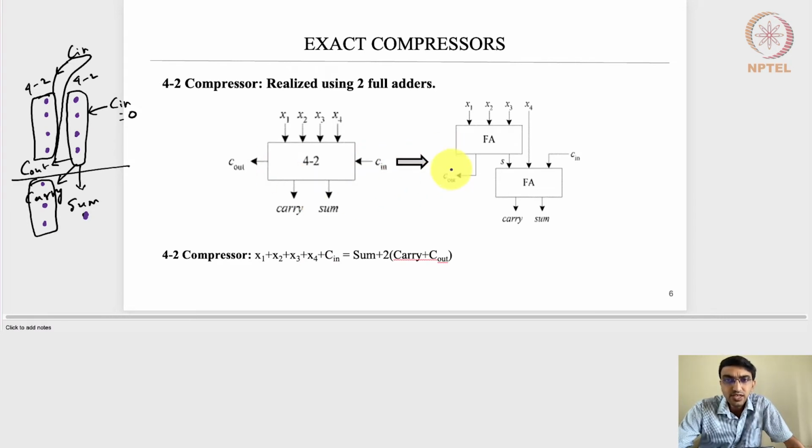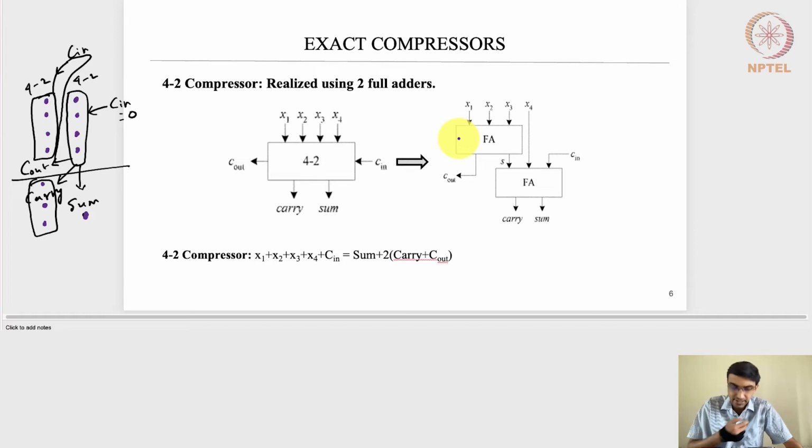Right, so the 4:2 compressor was actually developed using 2 full adder circuits. So X4 is the LSB side, X1 is the MSB side, and the 3 MSBs go in together, and then the last LSB is going into the second full adder here, along with the carry input. Whatever sum is generated here will go into the full adder here.